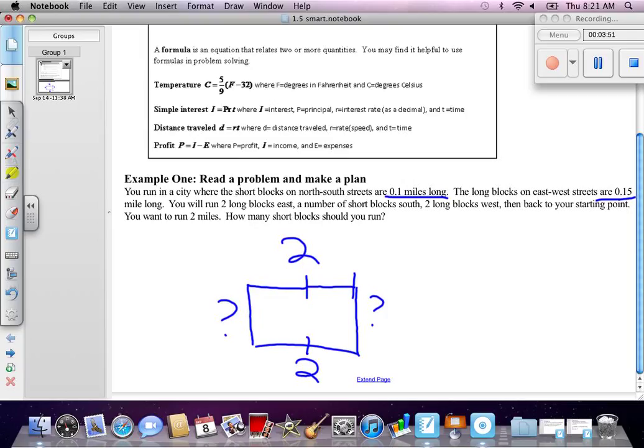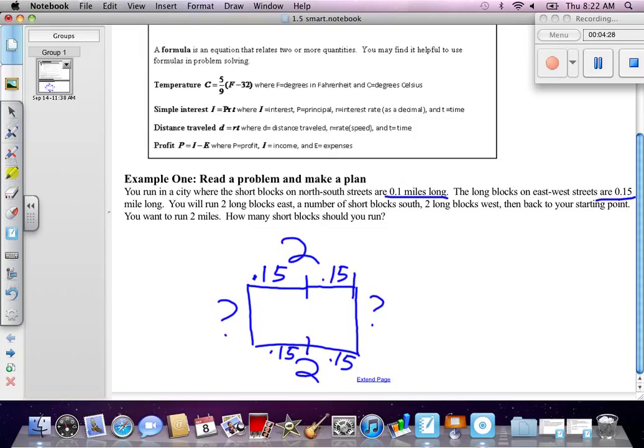Okay, how long is the long block again? 0.15, so I know this is 0.15, 0.15, 0.15, 0.15. Okay? So I want to make it 2 miles. So how many short ones do I have to run? Well, I know that I'm probably going to have to add those 0.15s together, right? That makes sense.